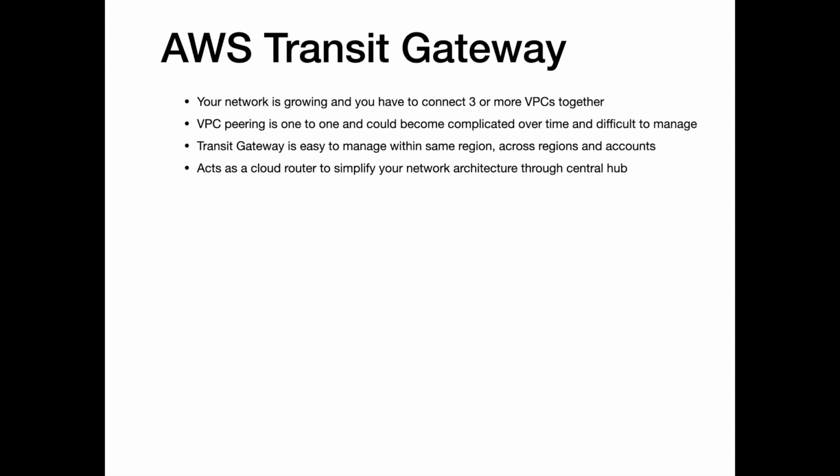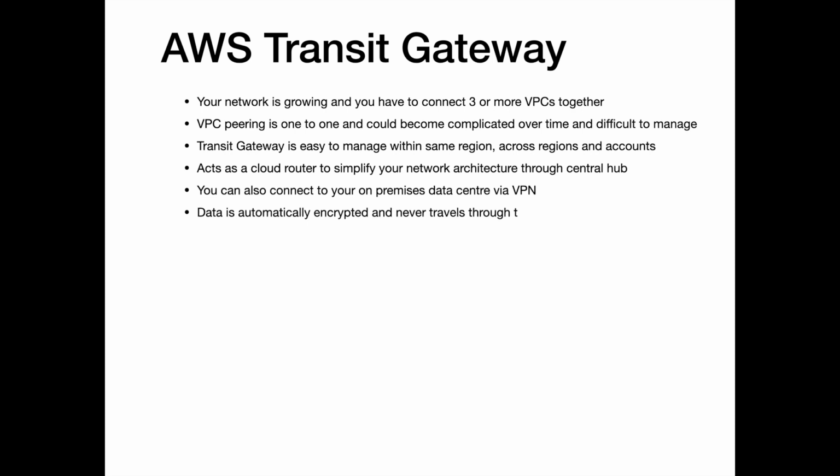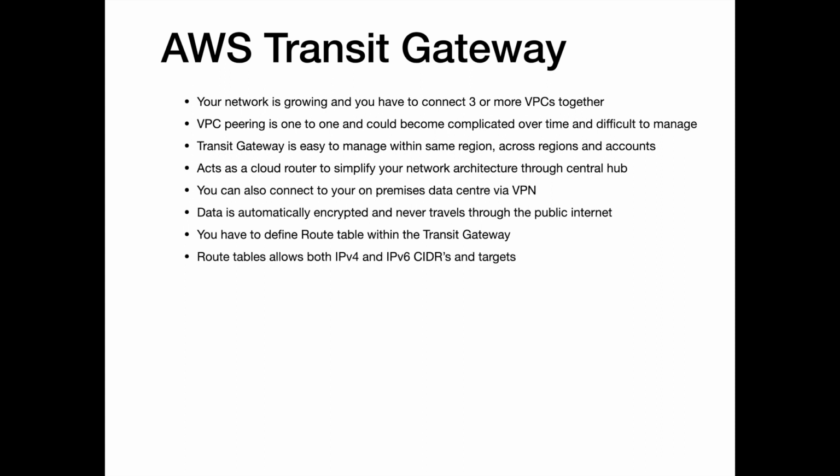Transit Gateway acts as a cloud router to simplify your network architecture through a central hub. You can also connect to your on-premises data center via VPN, which I already mentioned. Data is automatically encrypted and never travels through the public internet. You have to define a route table within the Transit Gateway to make this work. Route tables allow both IPv4 and IPv6 CIDR blocks and targets. Transit Gateway supports static and dynamic routing between VPCs and VPN connections.